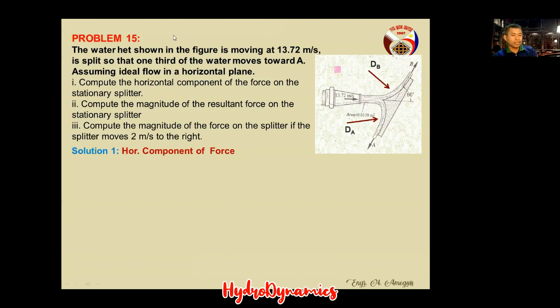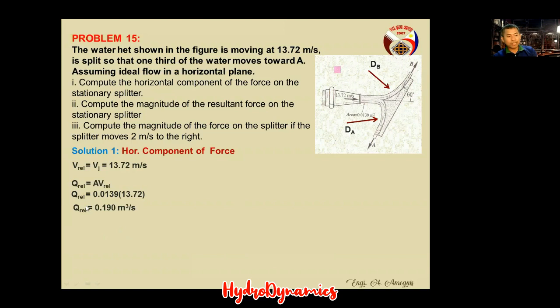Ayan, di ba? So, unang-una is kunin mo yung relative velocity of the jet. The plate is fixed. So, the relative velocity is equals to the velocity of the jet. So, Q relative is area times velocity relative. Therefore, this is 0.01, yung area. Yung area ng jet, 0.0139 times 13. So you have Q 0.19.